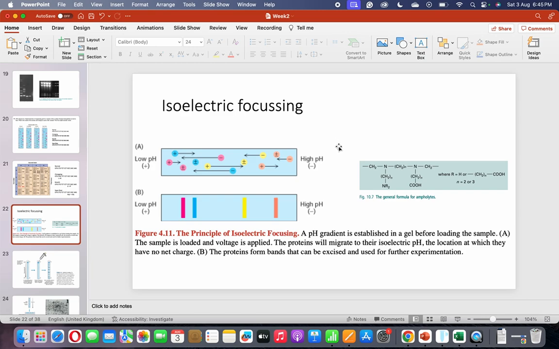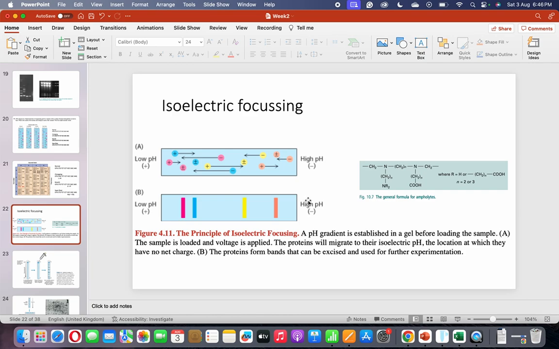So what happens is we need a gel in which you have to establish a pH gradient. Okay? This is done by using something called an ampholyte. So when we add a mixture of ampholytes in an electric field gradient, they will migrate to different places in that electric field and establish a pH gradient.